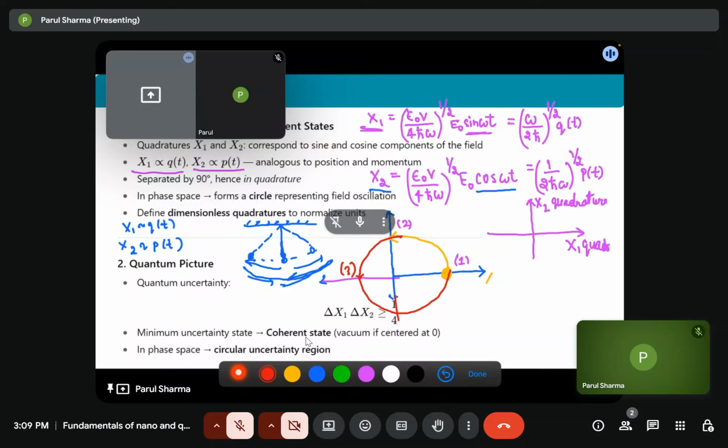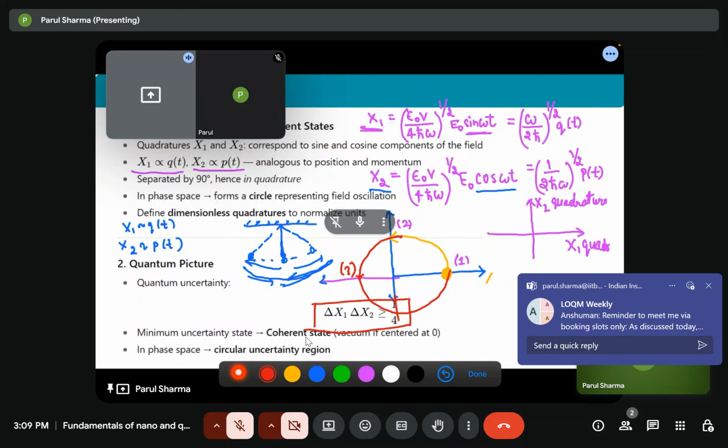And we saw in the previous class that in the quantum picture it is defined as the quantum uncertainty. So we saw that the product of delta x1 and delta x2 is greater than 1 by 4, there is no h square because these are dimensionless quantities. And the minimum uncertainty state represents the coherent state.